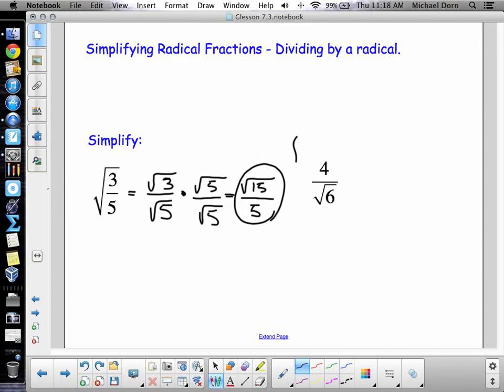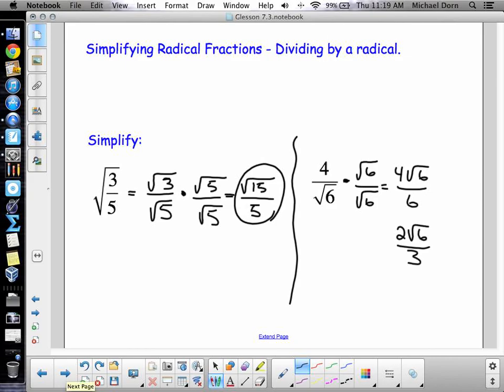I have to be careful when I do this process. I can't reduce something outside with something under. The 4 and the 6 does not reduce to a 2 and a 3. So I have to multiply this by root 6 over root 6. Get 4 root 6 over 6. And now I can reduce it because they're both on the outside. 2 root 6 over 3. This is not an easy process. And you're going to be given some problems today to practice this some more, because this is something that we're going to be working with.